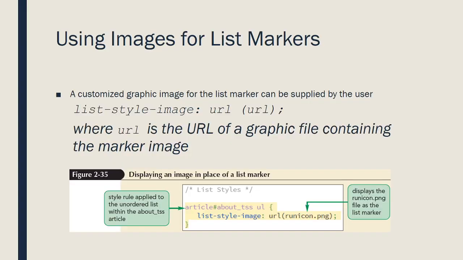We can also customize the graphic image of the list marker that can be supplied by the user. So for example, we are going to specify the image for our list marker. This is the syntax: list-style-image, where you have the value as the URL. Here in the URL, you have to supply the file as the image for the list marker. Now let us try.